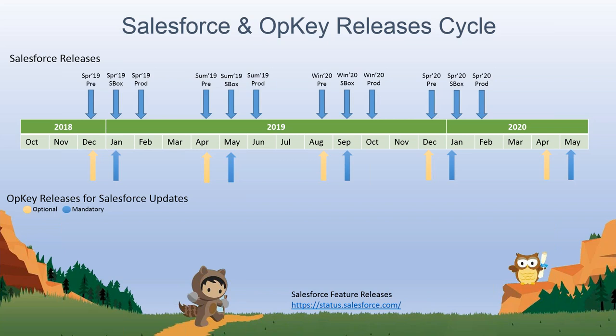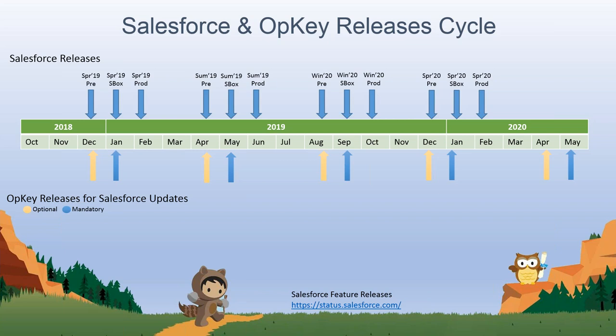We'll provide that plugin to the clients, and there are two types of plugins we'll provide as part of our Opkey releases. One is optional updates and one is mandatory updates. During the preview cycle, we'll make the changes in our Opkey plugin, and then we'll provide the latest version of the plugin to the customer so that they can run it against their existing regression pack to ensure everything is working as expected.